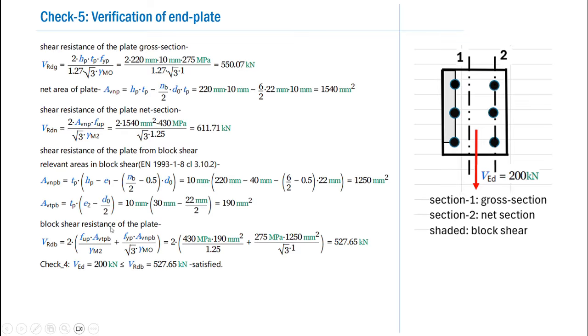And now the block shear resistance is computed by adding up the capacity of the plate through yielding along the vertical edge and rupture along the horizontal edge. And this works out to be 527.65 kilonewton. And this is obviously very much higher than 200 kilonewton. Hence, this check is also satisfied.